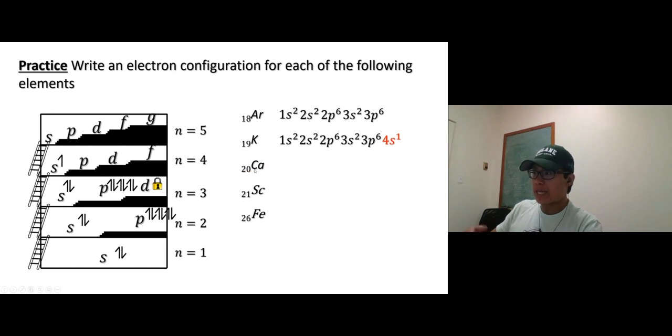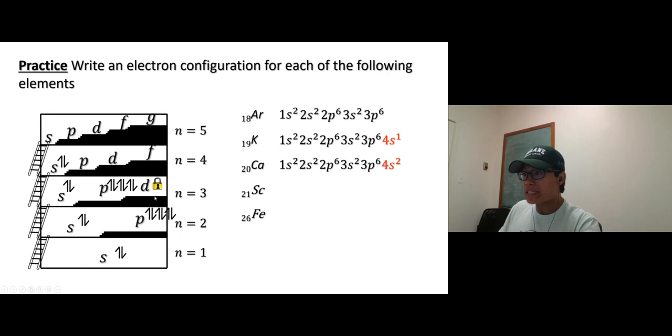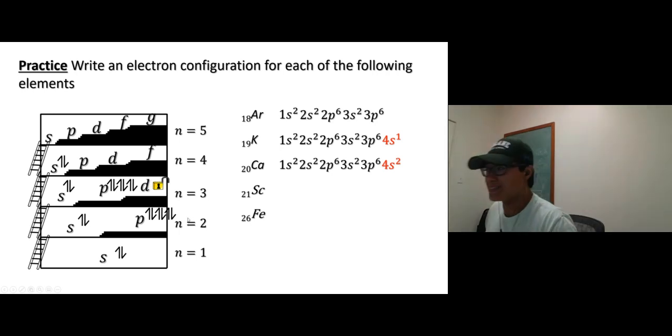All right, now let's try calcium. Can you feel that it starts getting redundant? Just repeat the same thing. All right, now 20: 1s2, 2s2, 2p6, 3s2, 3p6, and 4s2. Here's the deal right here. When the 4s is filled full, no more electrons can fit in here. That is when the 3d orbital is open.